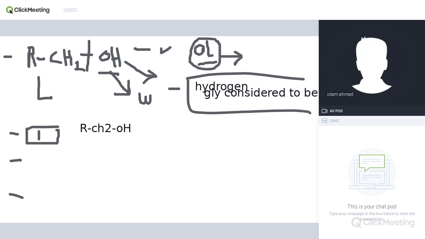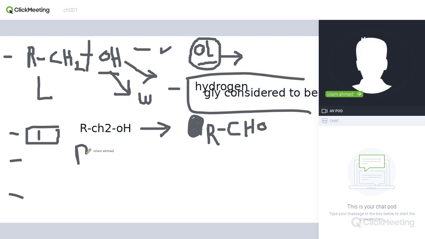When we oxidize that molecule, it gives me aldehyde, which is RCHO. So the oxidation of primary alcohol gives aldehyde.